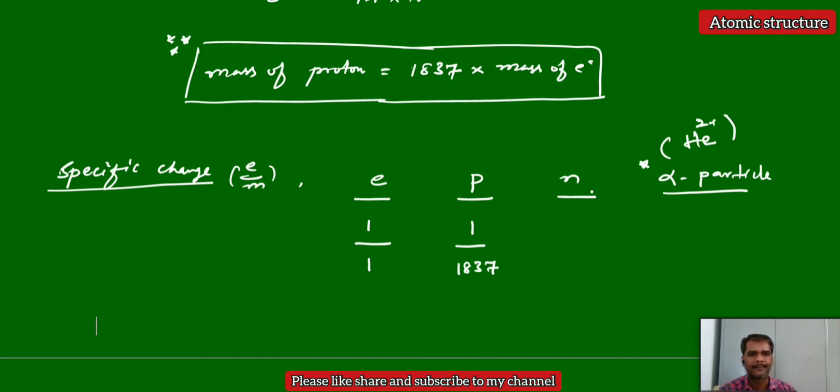In the neutron case, there is no charge. Then what would be the mass? Again, the mass of a neutron is almost equal to the mass of the proton, so it is 1837 times the mass of the electron.